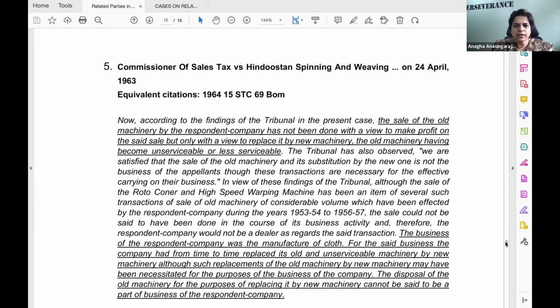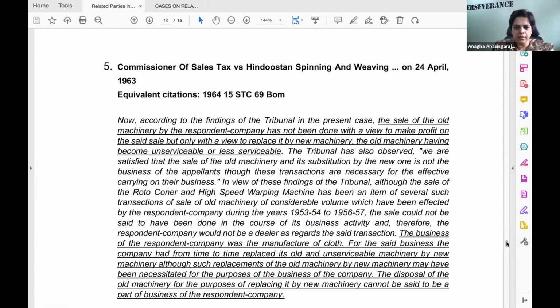Then the Commissioner of Sales Tax versus Hindustan Spinning of 1963. Sale of old machinery by the respondent company has not been done with a view to make profit on the said sale, but only with a view to replace it by new machinery, old machinery having become unserviceable or less serviceable.